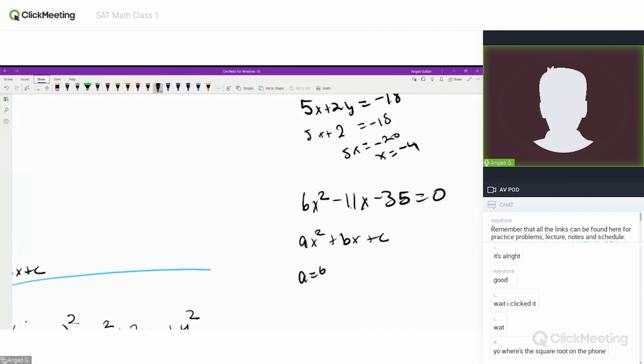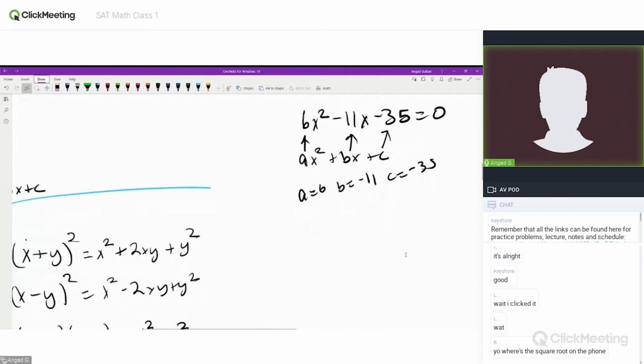A is equal to 6, right? B is equal to negative 11. C is equal to negative 35. Now let's plug in, and let's write out the quadratic formula. Negative b plus or minus the square root of b squared minus 4ac over 2a. We have b. Negative of negative 11 is 11 plus or minus the square root of negative 11 squared, which is 121, minus 4 times 6 times negative 35.